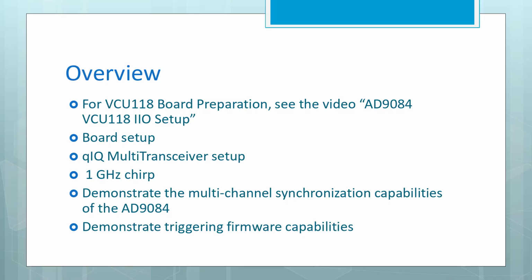In this video, we'll show you the board setup that we're using. Then we'll show you how to set up Quick MultiTransceiver. We're going to be using a 1 GHz chirp signal, and we'll use that to demonstrate the multi-channel synchronization capabilities of the AD9084. And then we'll end up by demonstrating the triggering firmware capabilities. Although we won't be able to do that with the 9084, we'll use another member of the MXFE family to show you those firmware capabilities.